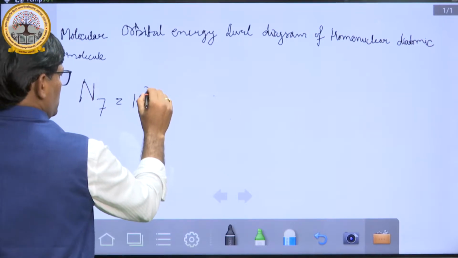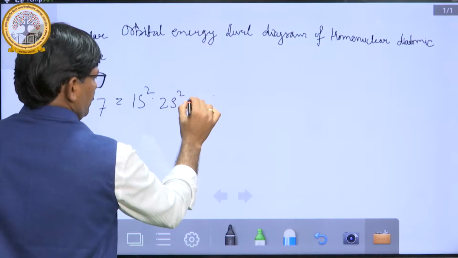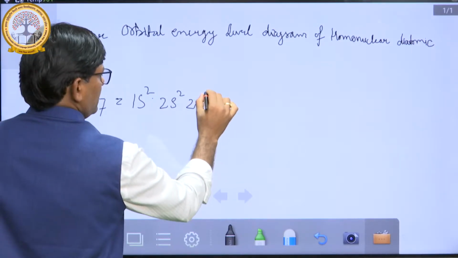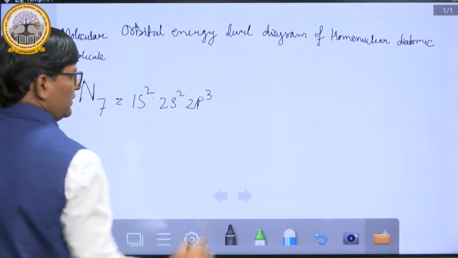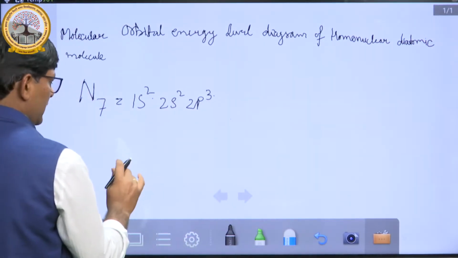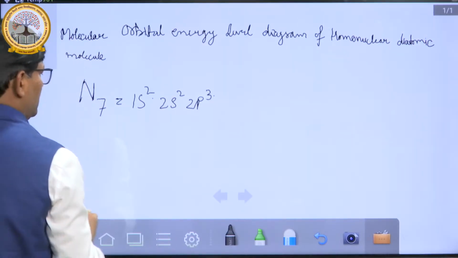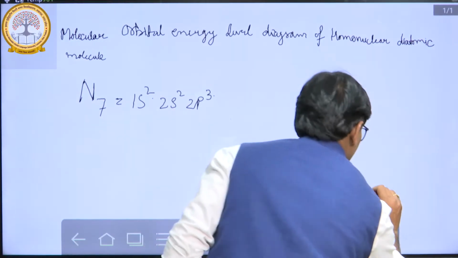1s2, 2s2, 2p3. On one side you write the nitrogen atom, the atomic orbital of nitrogen.